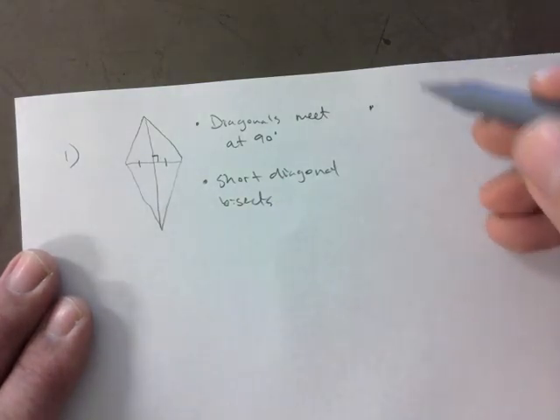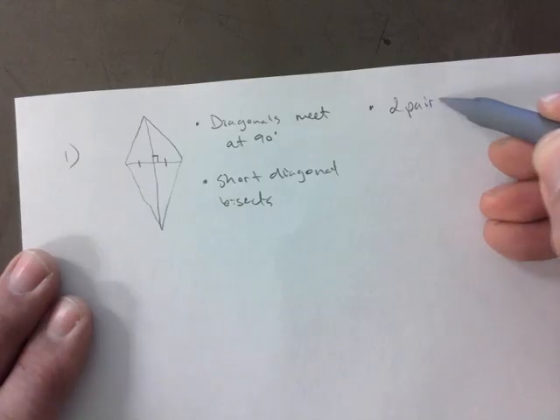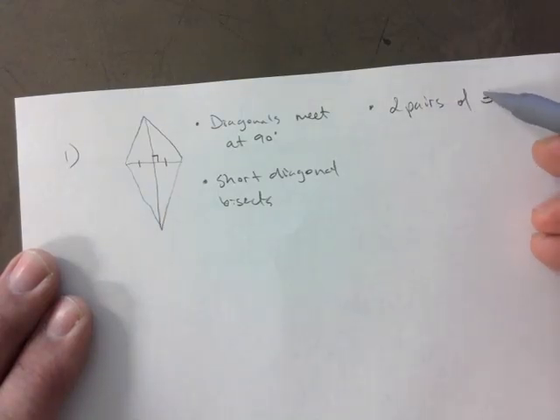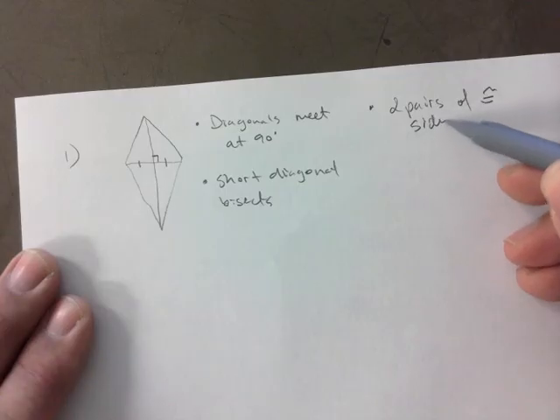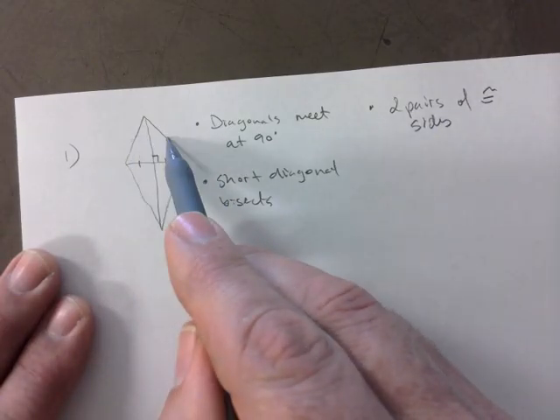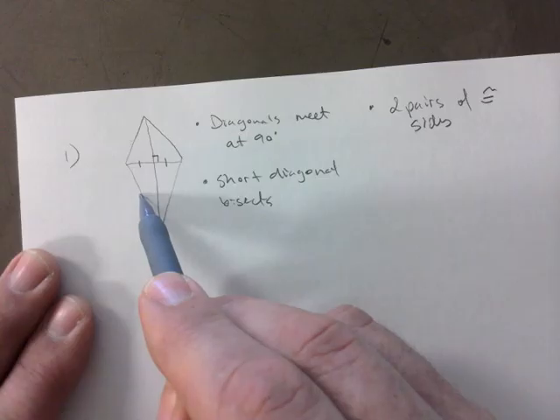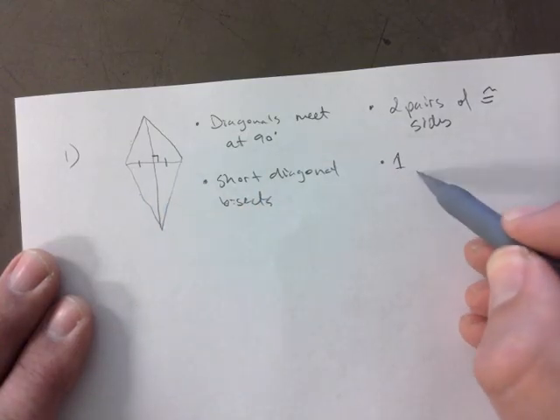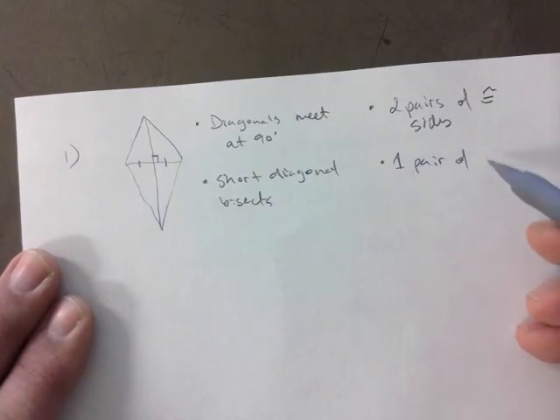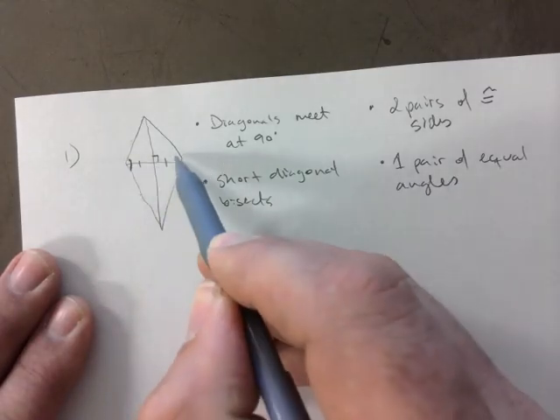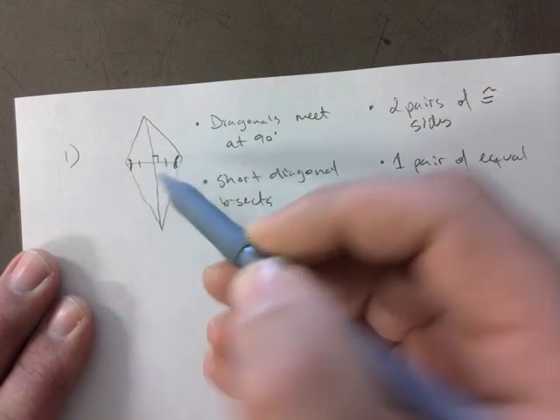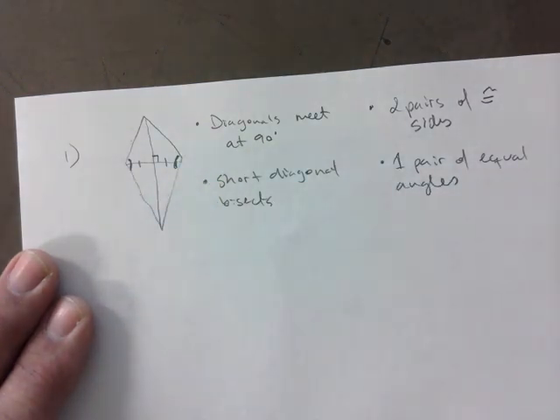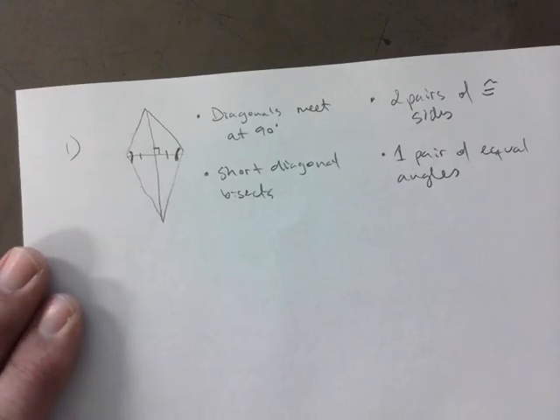What else do we know? We know that it's got two pairs of congruent sides, right? These two are the same in measure, and so are the two at the bottom here. You can say one pair of equal angles, if you want to say that. These two here are the same, right? Only those two are the same. So you've got that going for you.